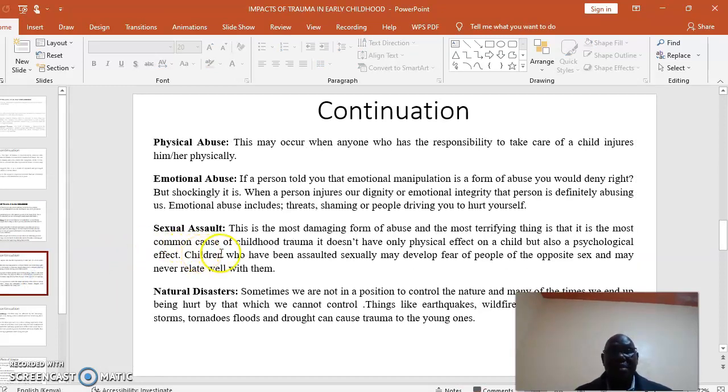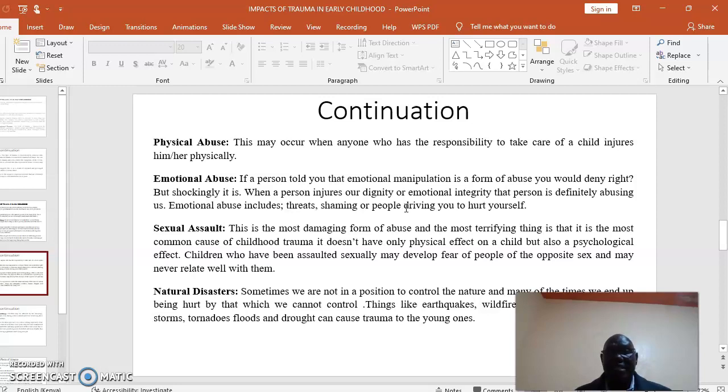Other causes of trauma include physical abuse, and this may occur when anyone who has the responsibility to take care of a child injures the child physically. Another cause is emotional abuse. This is where a person abuses a child emotionally. If a person tells the child or abuses the child emotionally, that becomes a very traumatizing event.